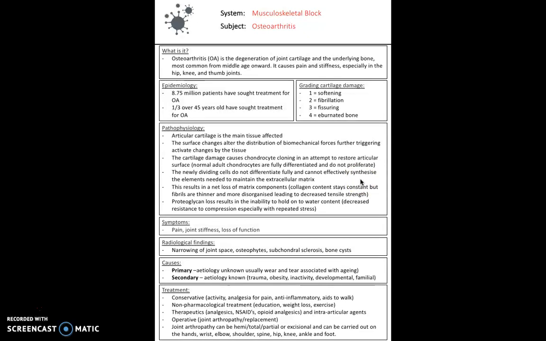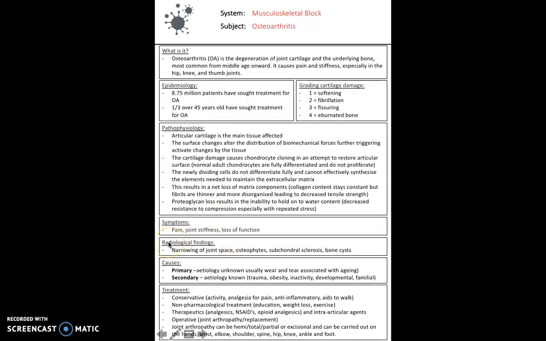matrix. The loss of matrix components leads to thinner fibrils and more disorganization, leading to decreased tensile strength, and as a result we get proteoglycan loss as well, resulting in the inability to hold water content, so there's decreased resistance there. The long-term effect of this is that you get bone rubbing against bone due to degeneration of the articular cartilage, leading to pain, joint stiffness and loss of function.